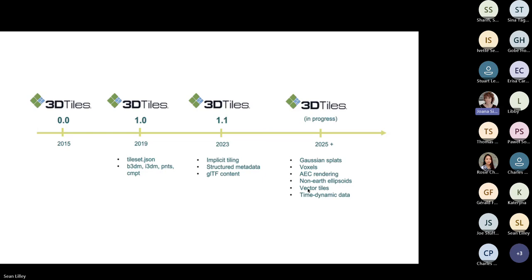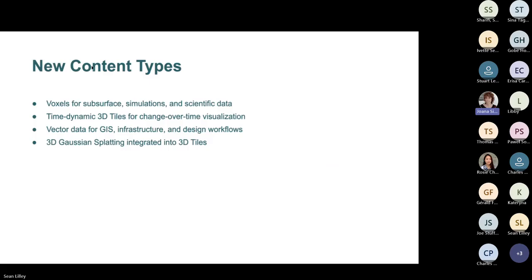And so in progress, a few different features that I'll touch on. First, we have some new content types. I talked about photogrammetry, BIM models, point clouds. Those already existed, but now we're adding support for voxels, for subsurface data and scientific data. We're also adding support for time dynamic 3D Tiles, so 3D Tiles that can change over time. We're also adding support for vector data, so that would be more traditional GIS type vector data. But we have a big emphasis on 3D vector data as well.